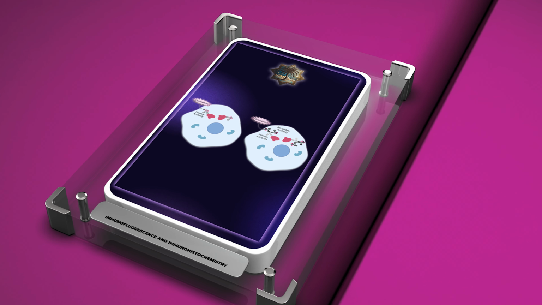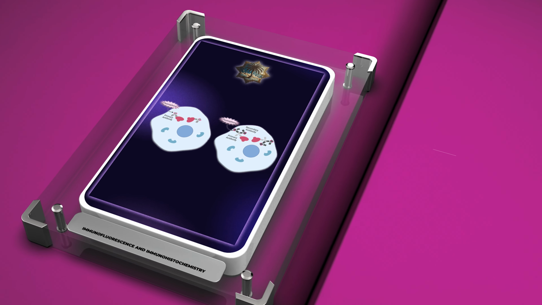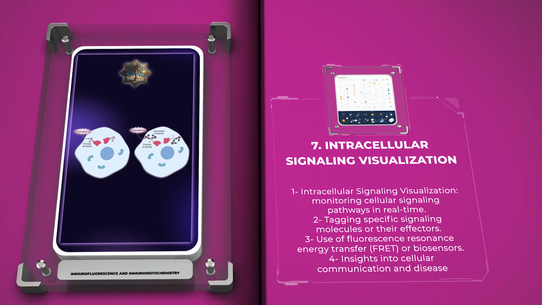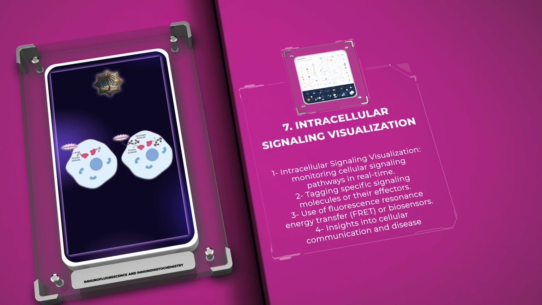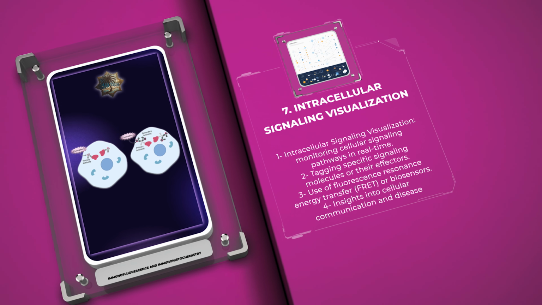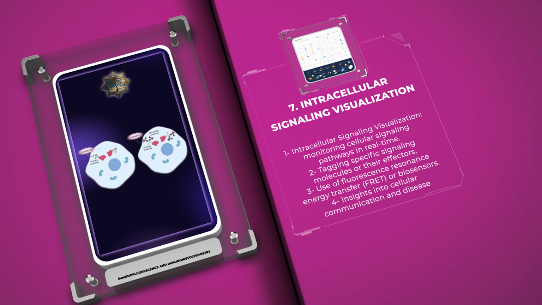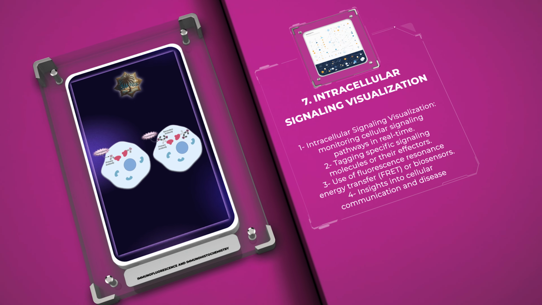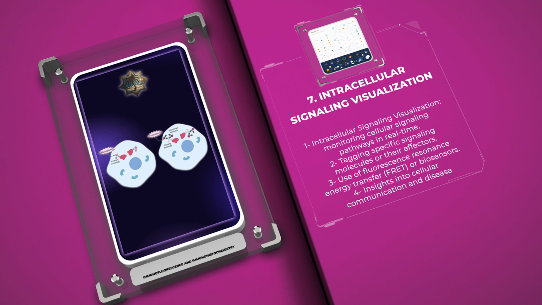Intracellular signaling visualization involves monitoring cellular signaling pathways in real time using fluorescent markers or genetically encoded fluorescent proteins. By tagging specific signaling molecules or their downstream effectors, the dynamic changes in signal transduction can be observed using techniques such as fluorescence resonance energy transfer, FRET, or biosensors. Intracellular signaling visualization provides insights into cellular communication, signal cascades, and regulatory mechanisms. This technique has been crucial in understanding diseases such as cancer, diabetes, and neurological disorders.